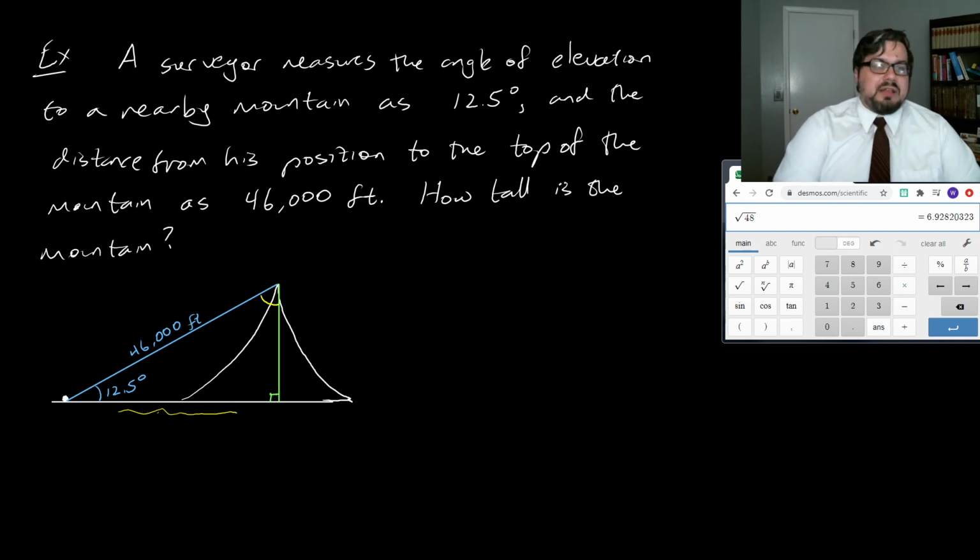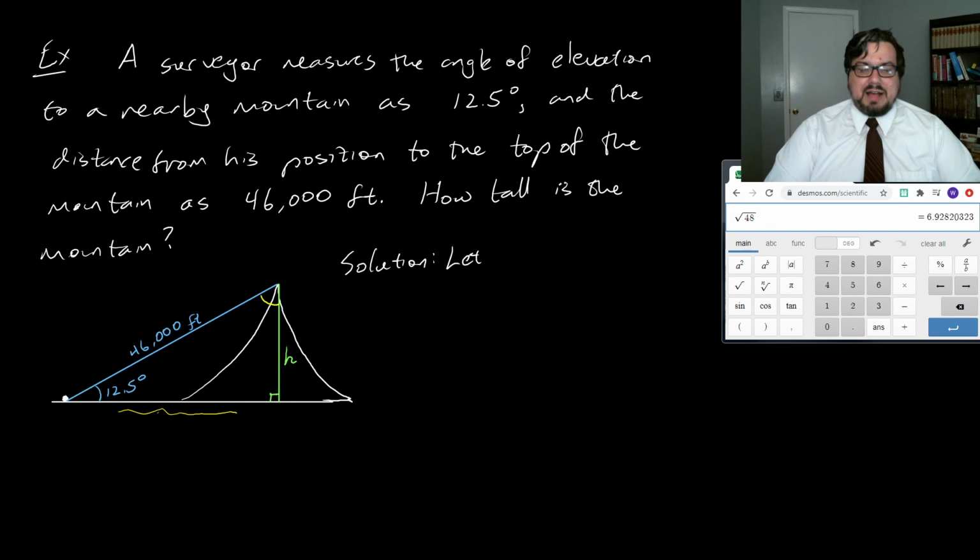Now, it's often helpful for us to give our unknown quantities a name when the problem doesn't do that for us. So in our solution, the first thing that we should do is to give that unknown quantity a name. So let's let h be the height of the mountain in feet.